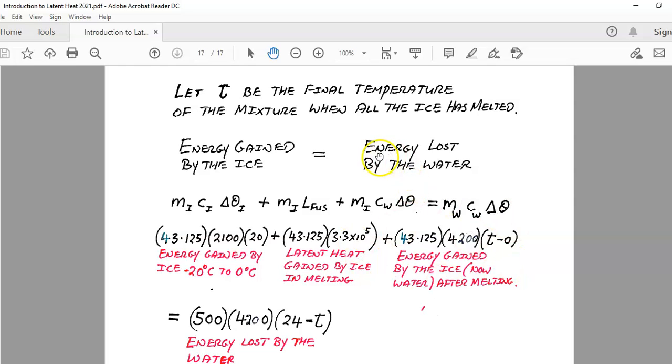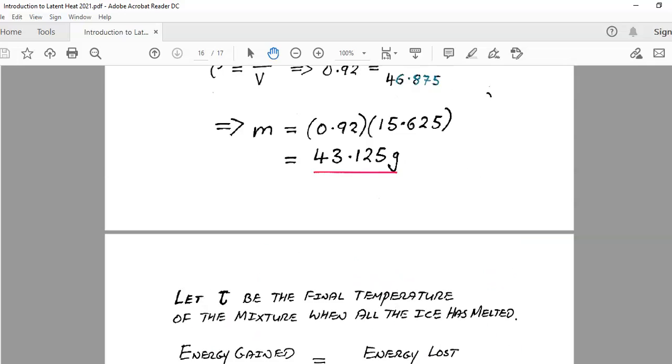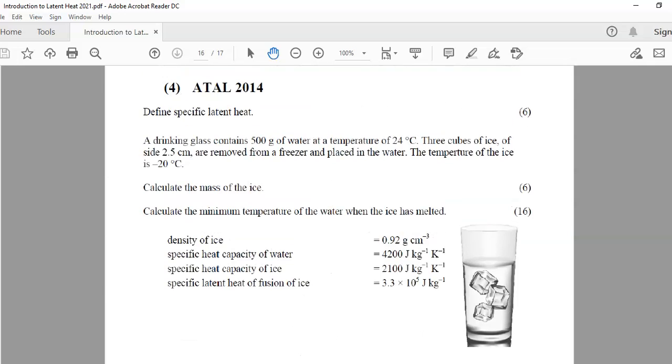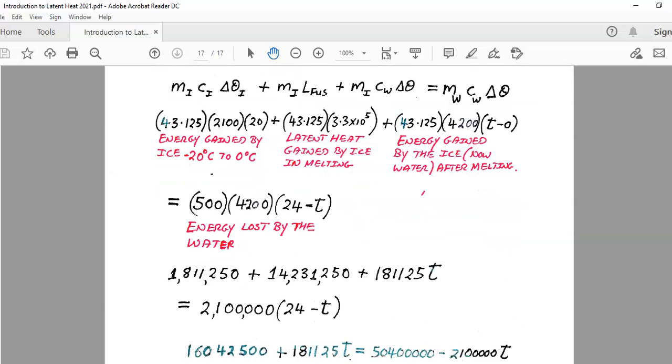All this will be equal to the energy lost by the water. Now, the energy lost by the water will be going from 24 degrees Celsius. I think it said the water started off at 24 degrees Celsius. Did it? It did indeed. Down to T degrees Celsius. So the energy lost by the water will be the mass of the water by the specific heat capacity of water by the drop in temperature of the water from 24 down to the final temperature, which we'll call T, or X if you want. Putting all that together, I got that.